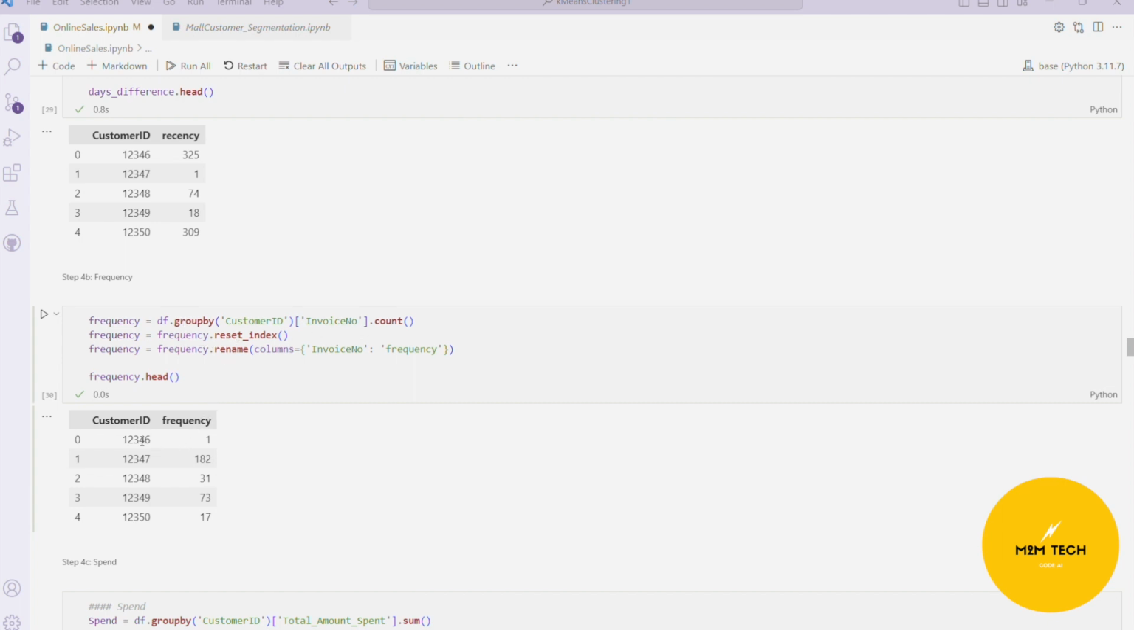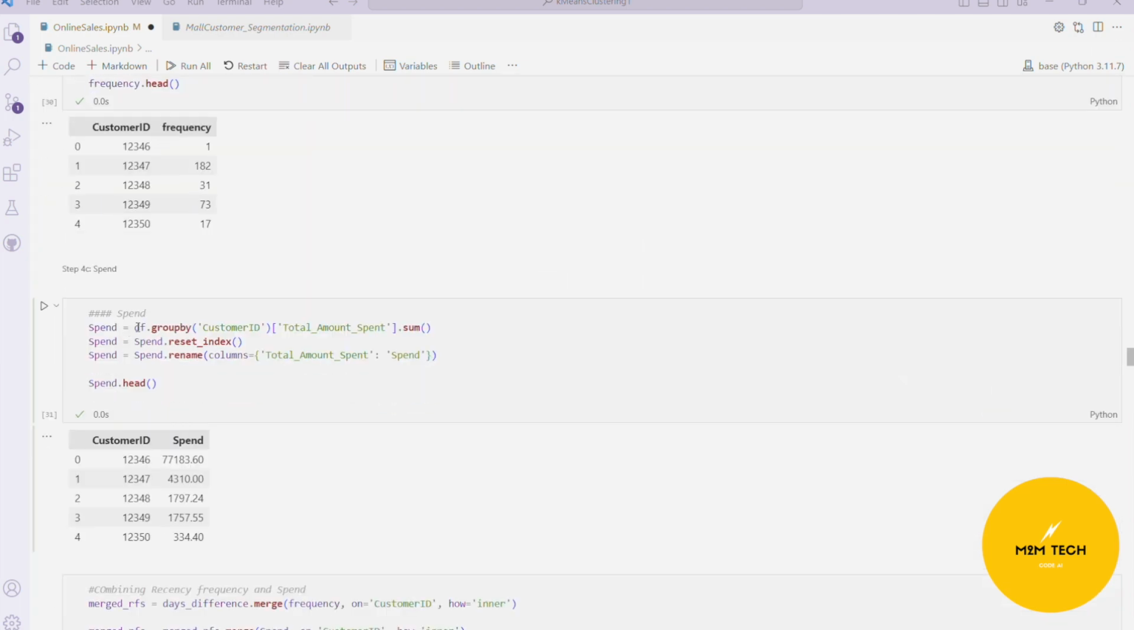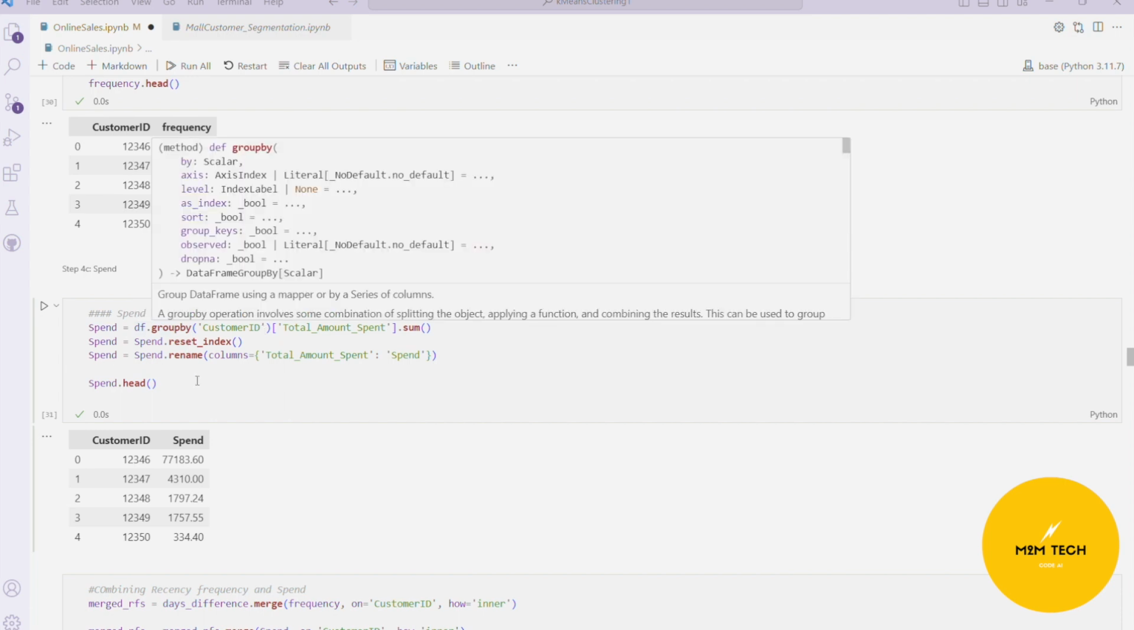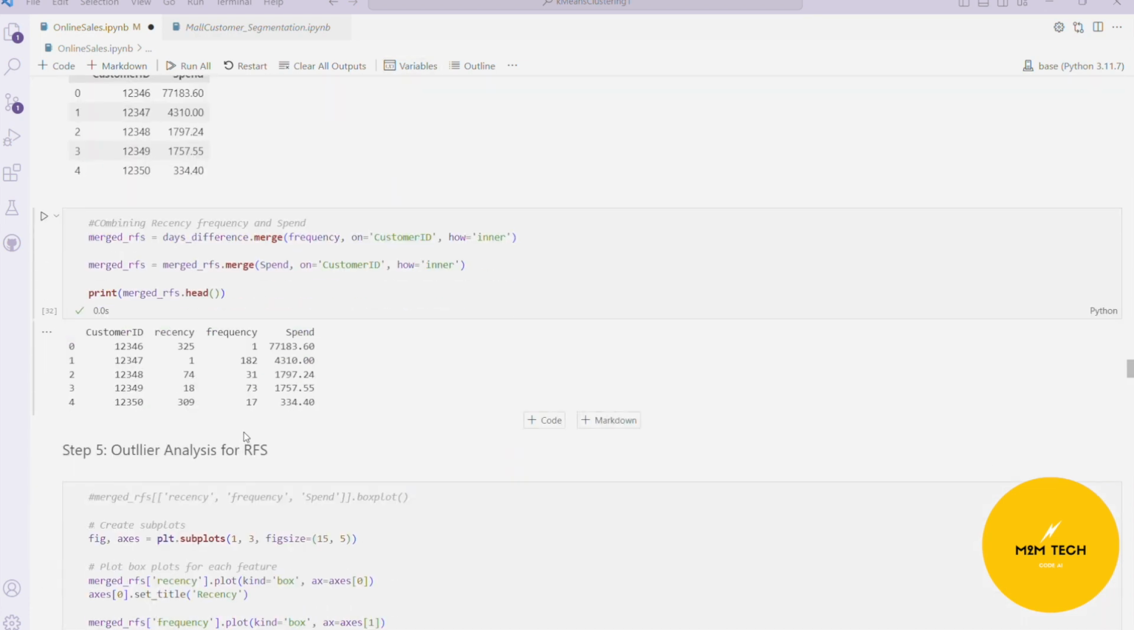Again, it's just count, and this is what the data set looked like. And then finally the spend, which is basically a group of the amount that each customer is spending overall, and this is what it looked like, spend. So I merged those three data sets together, and then I have this.